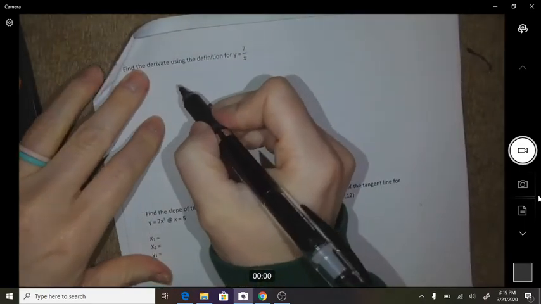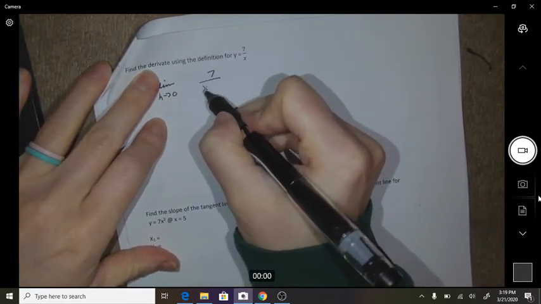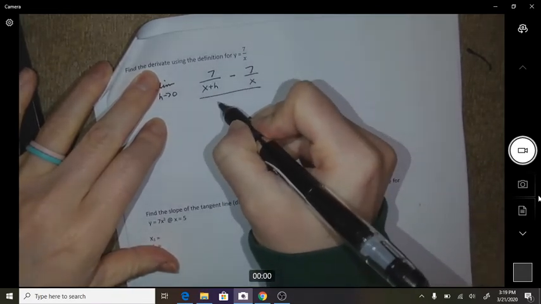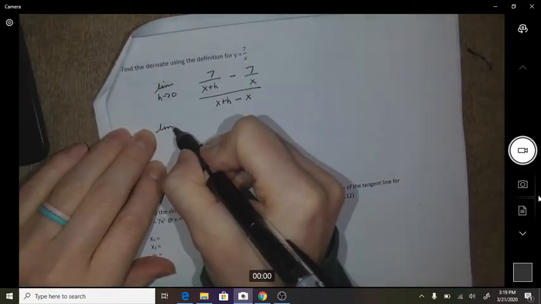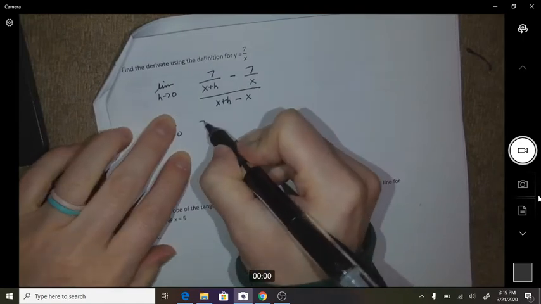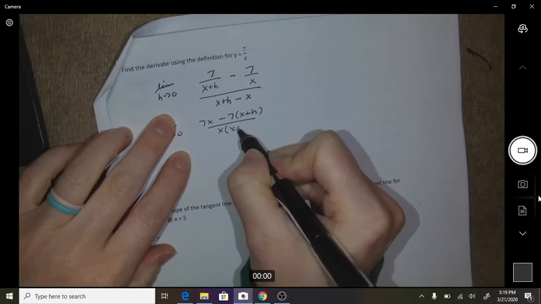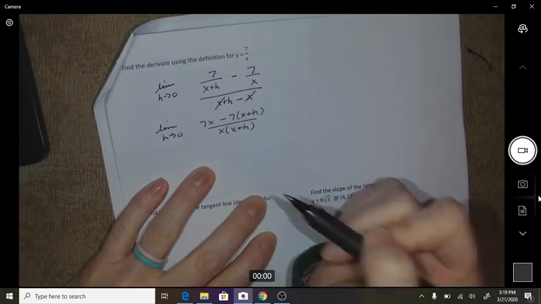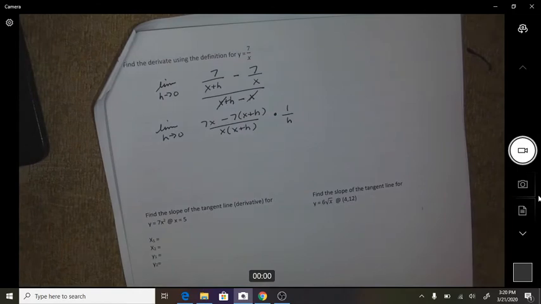So find the derivative using the definition. So here we go. The limit as h approaches 0, y2 minus y1 over x2 minus x1. So I'm going to use the strategy of common denominator. So I'm going to use x times an x plus h as my denominator there. And then that bottom is just h. So I'm actually going to change it to times by 1 over h instead of dividing.